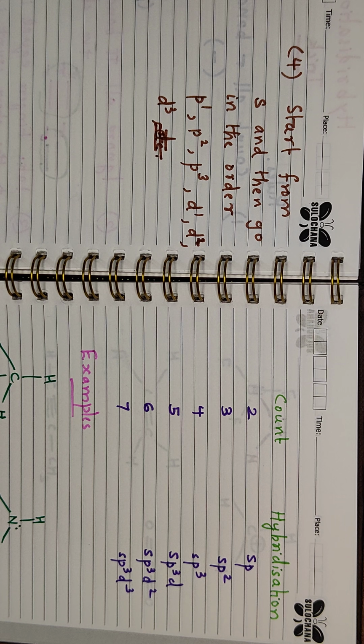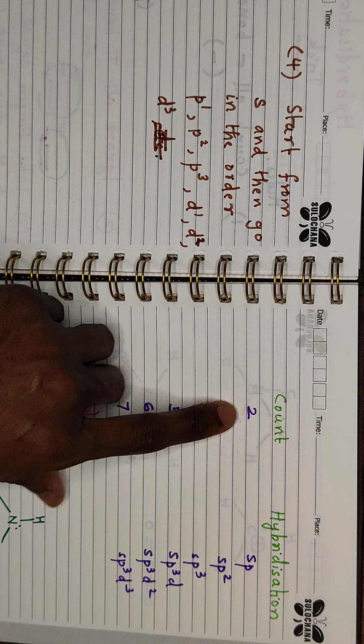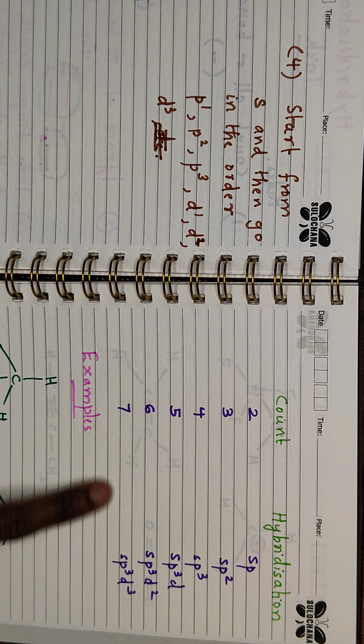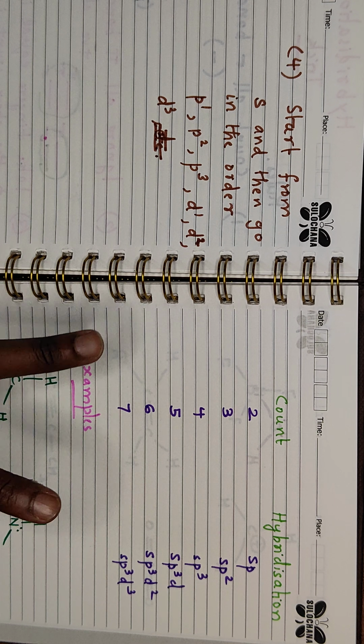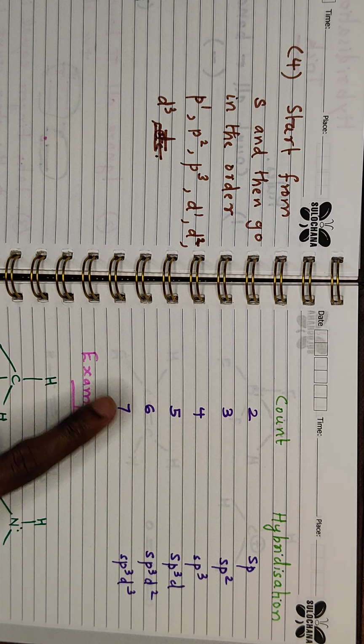That we will be learning later. For the time being, you need to know that only up to a maximum of 3 d orbitals are taken for hybridization. Now once you get the count with the fingers, you make use of this table. If you have a count of 2, take 2 fingers, start from S and then P, you will get sp, like that.